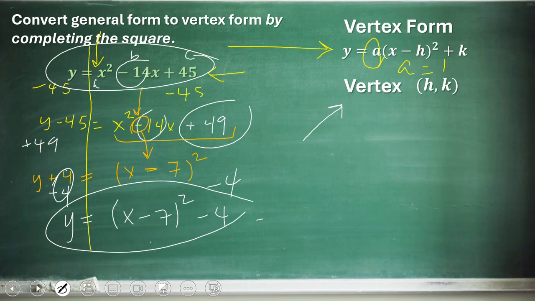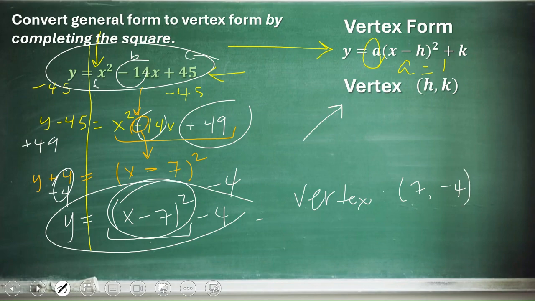The way we find the vertex here is we are looking for the x value that makes this binomial 0, and that is going to be the x coordinate of our vertex. In this case, 7 minus 7 is 0, so 7 is our x coordinate. When this whole term is 0 right here, all that I have left that y equals is negative 4, and that's how I find my vertex. So the vertex is (7, -4), and because a in this case is positive 1, this is an upward facing parabola, which means that this represents the minimum value on our graph.